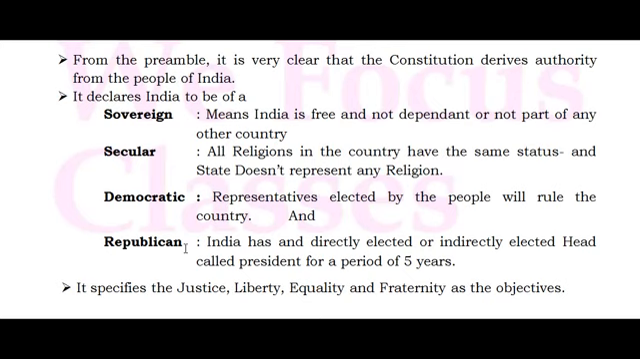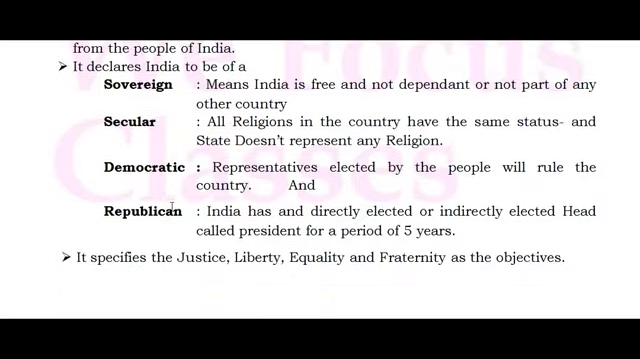So that he will be elected by direct or indirect elections. If the head of the country is other than a monarchy, meaning there is no king, then it is not called a monarchy. If there is a head elected by the people of India, directly or indirectly, then it is called republican. That is the meaning of republican. So India has declared that it is going to be a sovereign, socialist, secular, democratic and republican country.